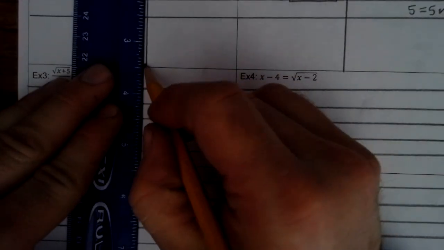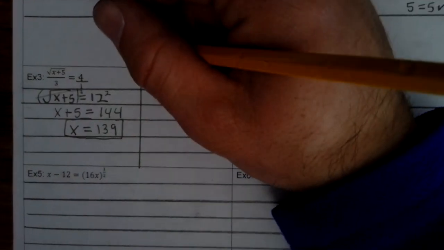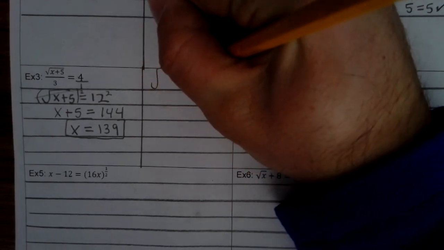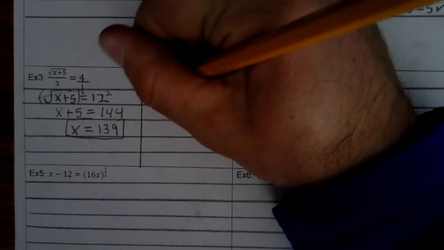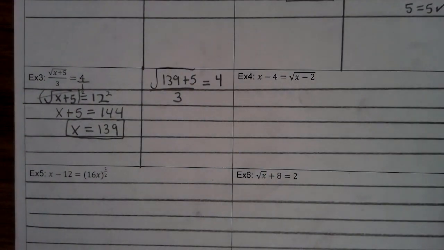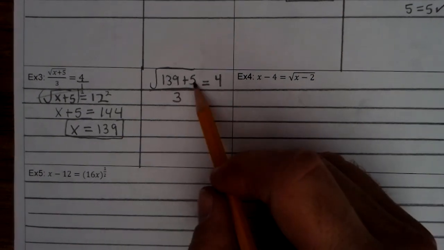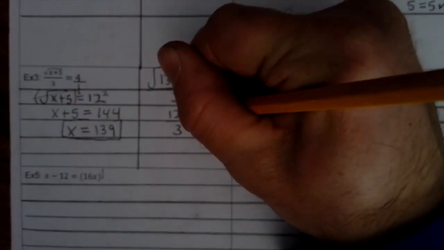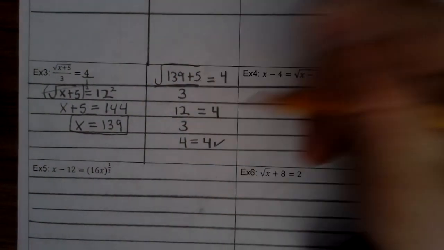So now we need to check. So we have the square root of 139 plus 5, divided by 3, equals 4. Well, 139 plus 5 is 144. The square root of 144 is 12. So this is 12 divided by 3 equals 4. So 4 equals 4, and this checks.